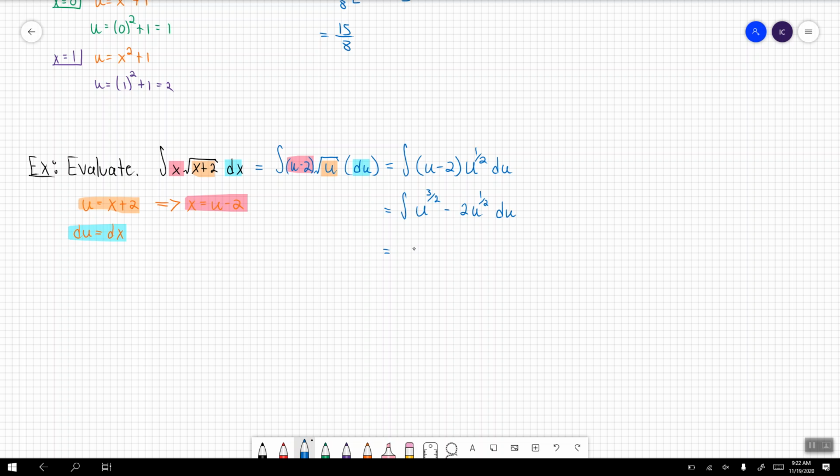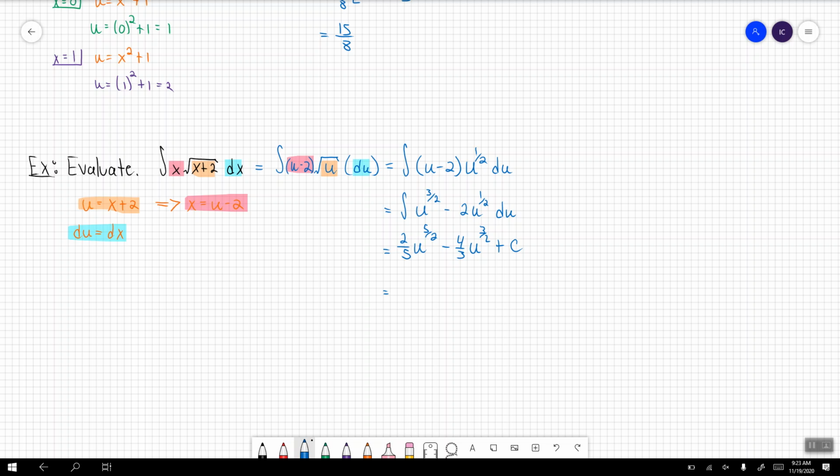We add 1 to the exponent when we integrate. Should get us 5/2 multiplied by the reciprocal. Add 1 to the exponent. 1/2 plus 1 gets us 3/2 multiplied by the reciprocal. Should get us 4/3. This is an indefinite integral, so we add the plus c. However, we're not solving for u at the very beginning. We're solving for x. So we're going to go through and we're going to resubstitute x.